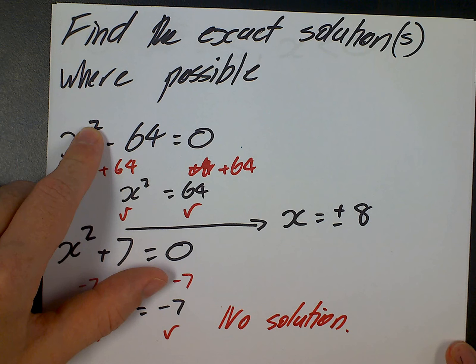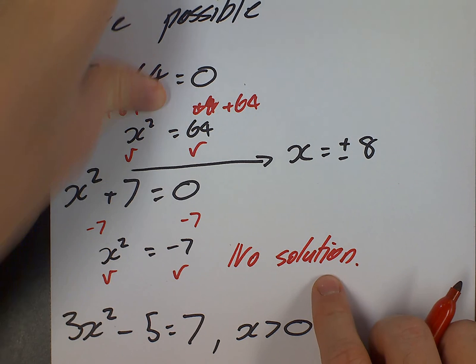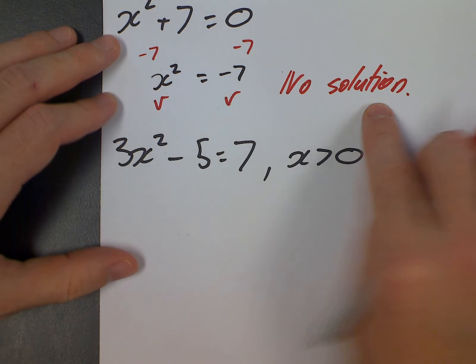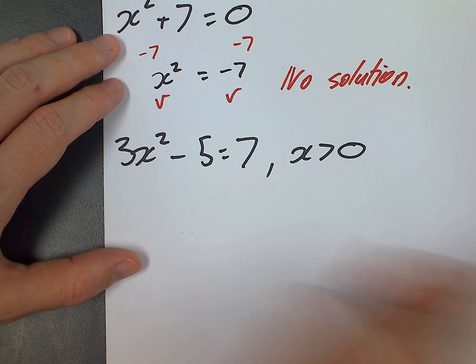So, as it says, find the exact solutions where possible. This one has no solution, so that is your answer. Do not be scared of the fact that you got a maths error. That is the correct methodology. Don't be intimidated by it.